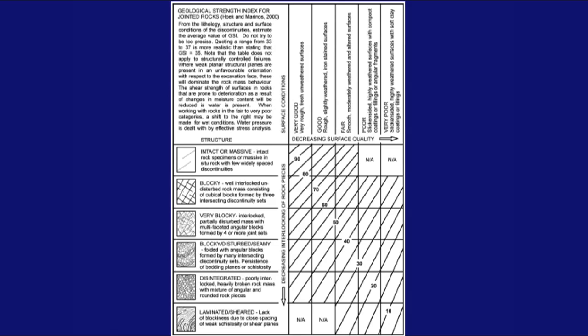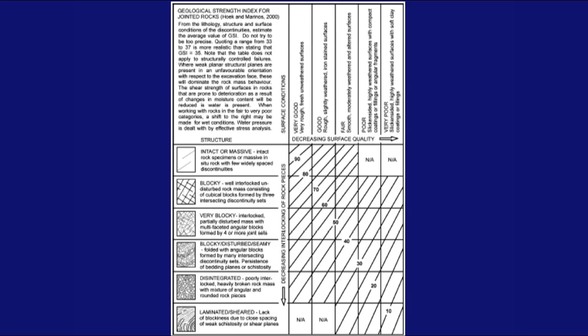So for blocky, well interlocked, undisturbed rock mass consisting of cubical blocks formed by 3 intersecting discontinuity sets. The next one down is very blocky, and then blocky disturbed / seamy, disintegrated, and finally laminated or sheared. So the rock mass structure is indicating decreasing quality as you go downwards. If you look on the horizontal axis there, you'll see decreasing surface quality, and that's the surface quality of the joints. And you'll see the descriptions there, very good, and a description under that, very rough, fresh, unweathered surfaces. And the next description is good, and there's a corresponding detailed description under that, and so on, right down to very poor joint surface quality.